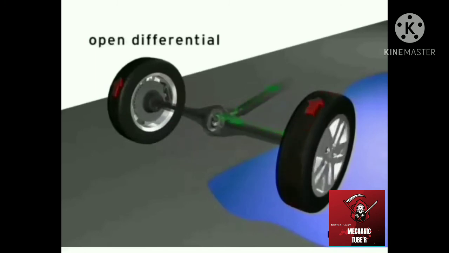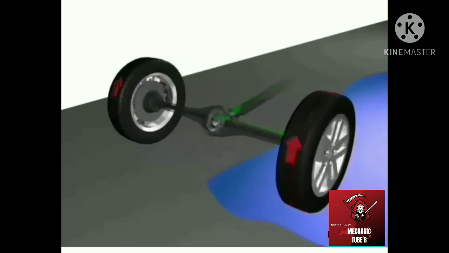This means that, in cases where one wheel has less traction than the other wheel, the engine's power will go to the wheel with the least traction.